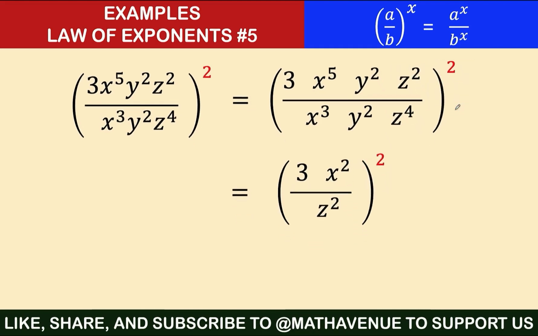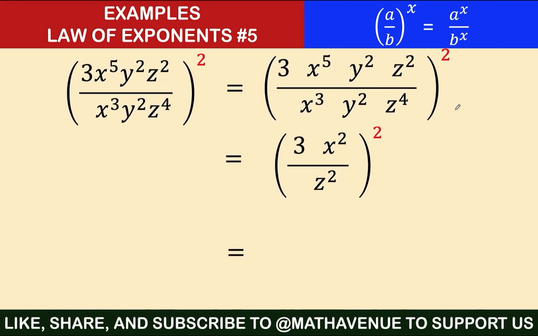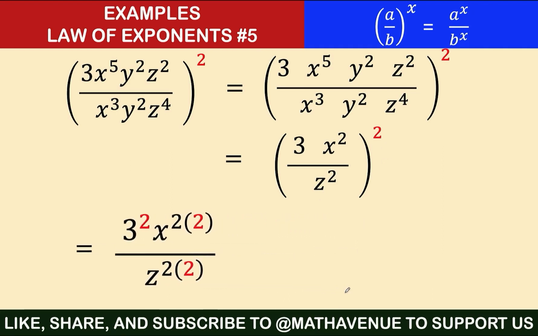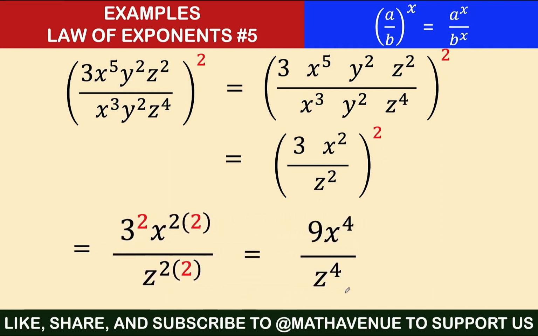And from here, we can now apply law of exponent number 5 and law of exponent number 4. So this 3 is raised to the second. This x squared is raised to the second to get this. And then the denominator is c raised to 2 times 2, which is also another application of law of exponent number 3. Then simplifying, we get 3 squared equals 9. And x to the 2 times 2 is x to the fourth, c to the 2 times 2 is c to the fourth, and this is now our answer.